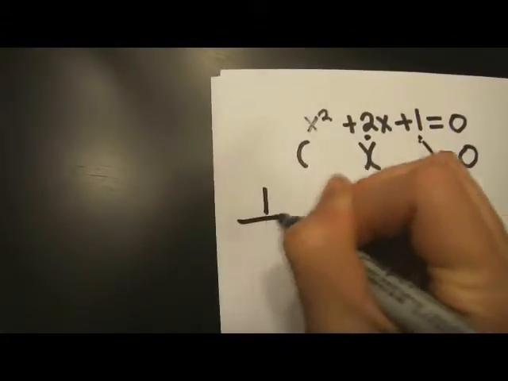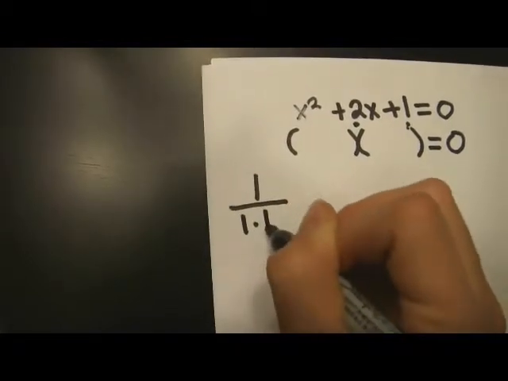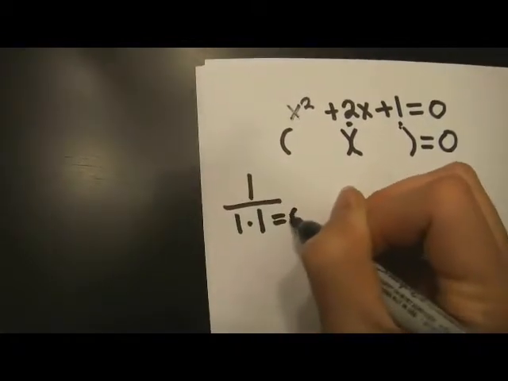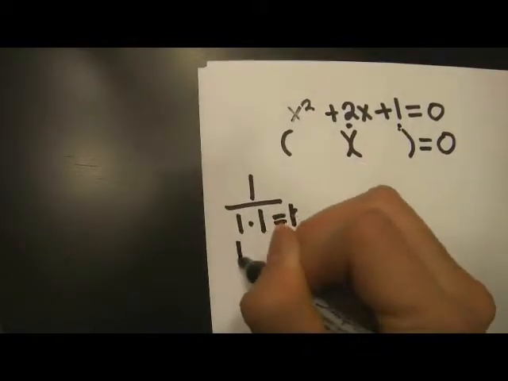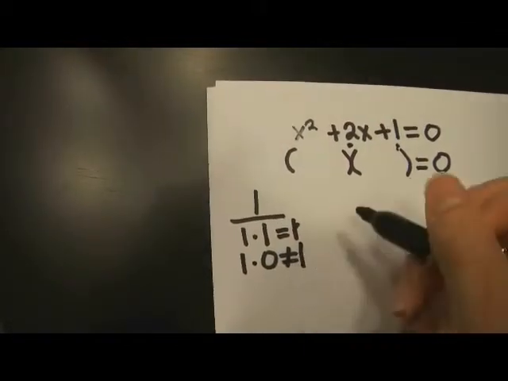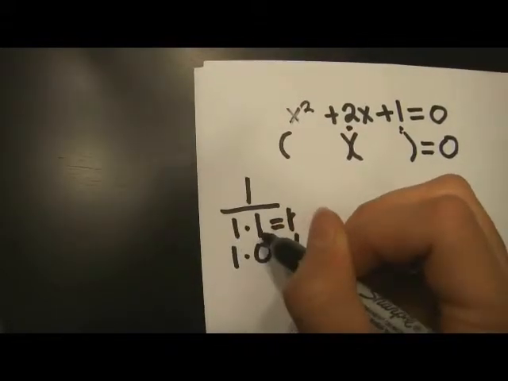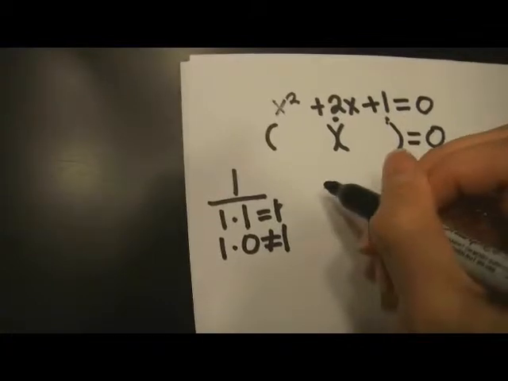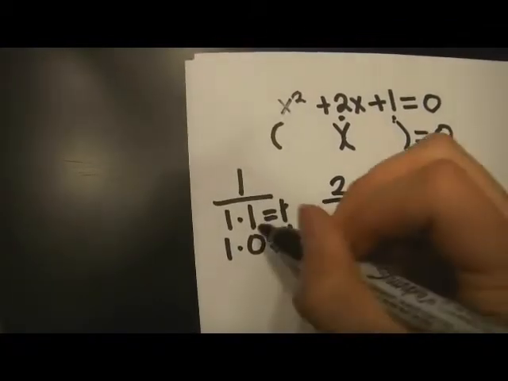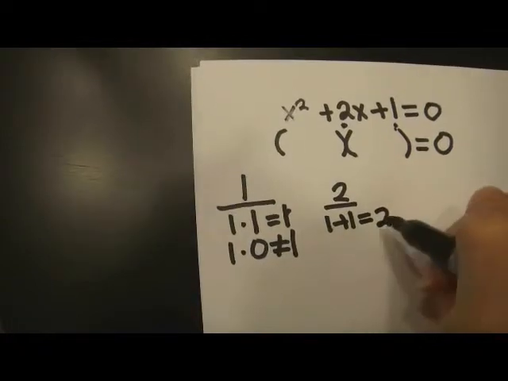So 1. What can you multiply to get 1? Well, 1 times 1 is equal to 1. 1 times 0 is not equal to 1. So as you can see, the only factors of 1 are 1 times 1. Now, what adds up to equal 2? Well, 1 plus 1 is equal to 2.